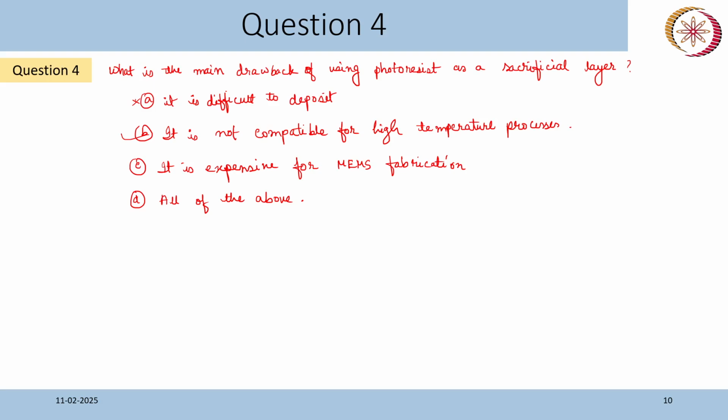So yes, photoresists are expensive, even a few drops of photoresist are expensive, but it depends on the situation. So this is not the key drawback of photoresist as a sacrificial layer. The key drawback is that it cannot sustain high temperature processes, and that is why we go for silicon oxide, silicon nitride, those materials which are very stable, do not get dissolved or damaged very easily. Okay, and yeah, seems like these two options are correct. That is why I've given this all of the above option, but this is also not correct.